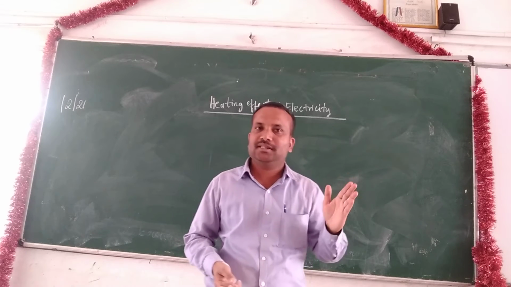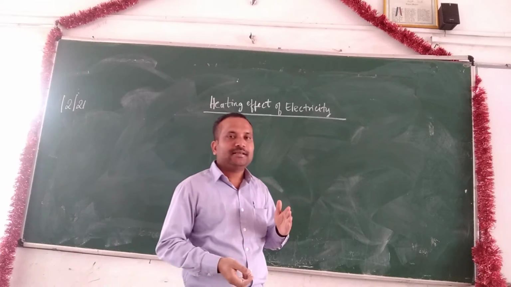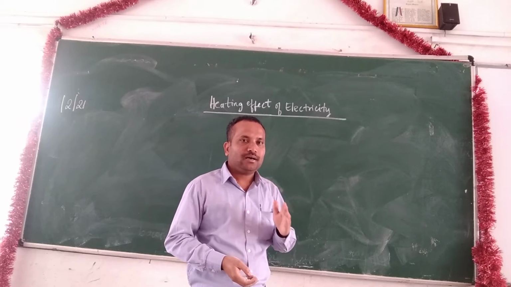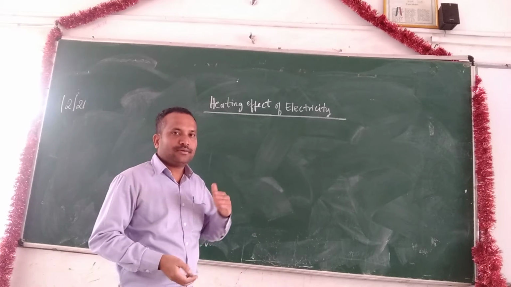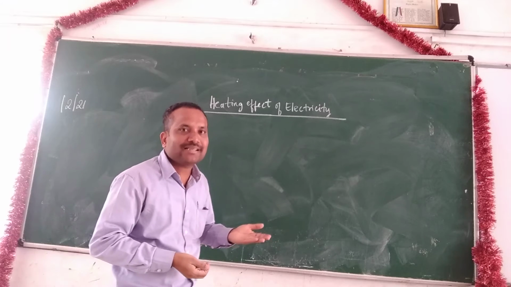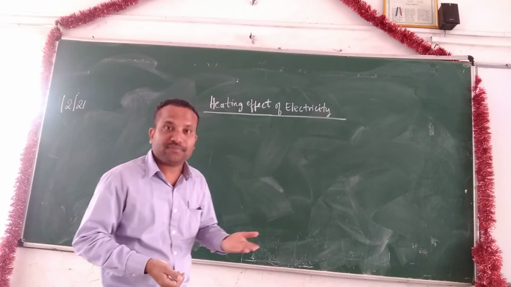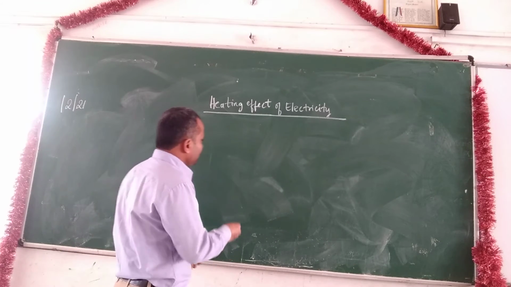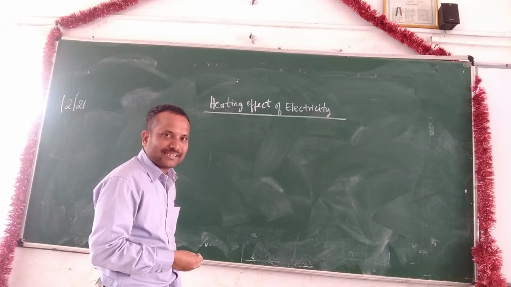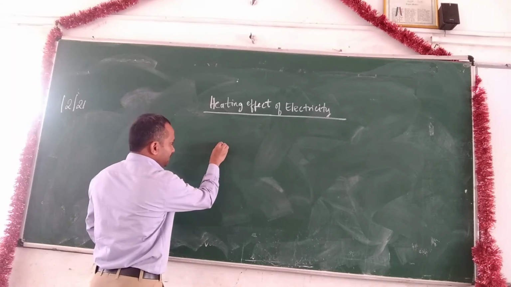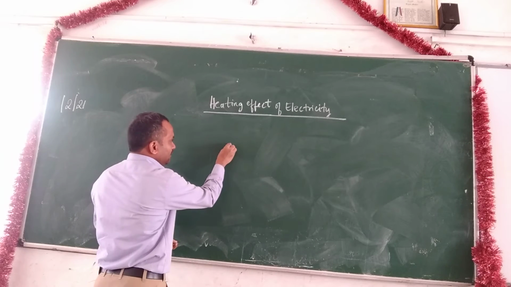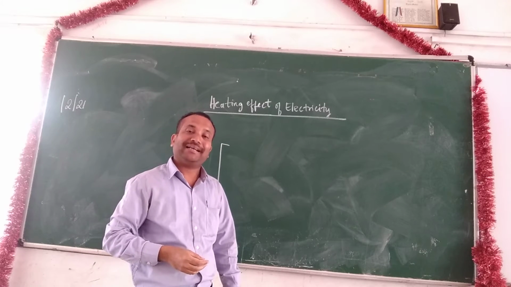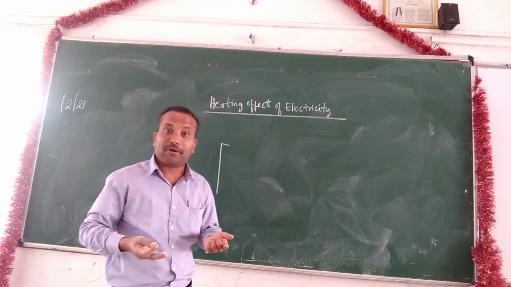So let us continue with the chapter, and explain the heating effect of electric current. Children, we will continue with a simple electric circuit. In this simple electric circuit, we have a conducting wire. Conducting wire means a metallic wire, or we can also call it a copper wire.